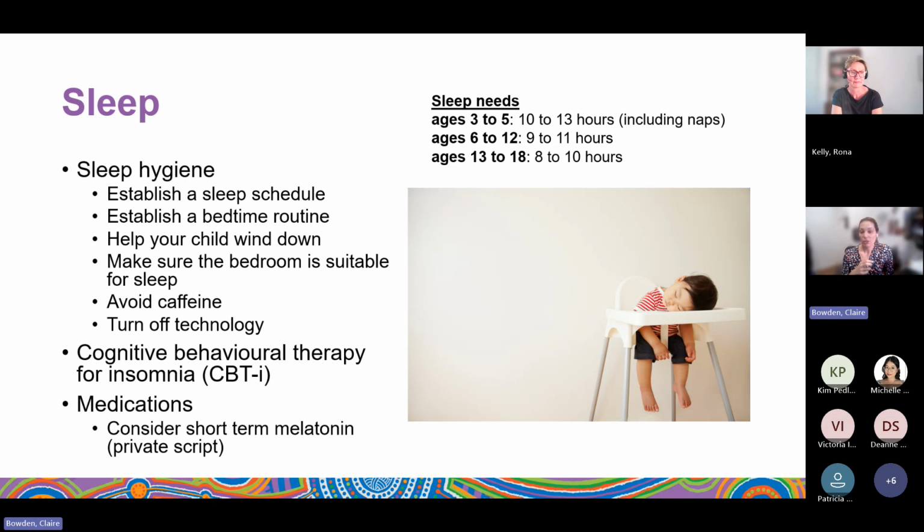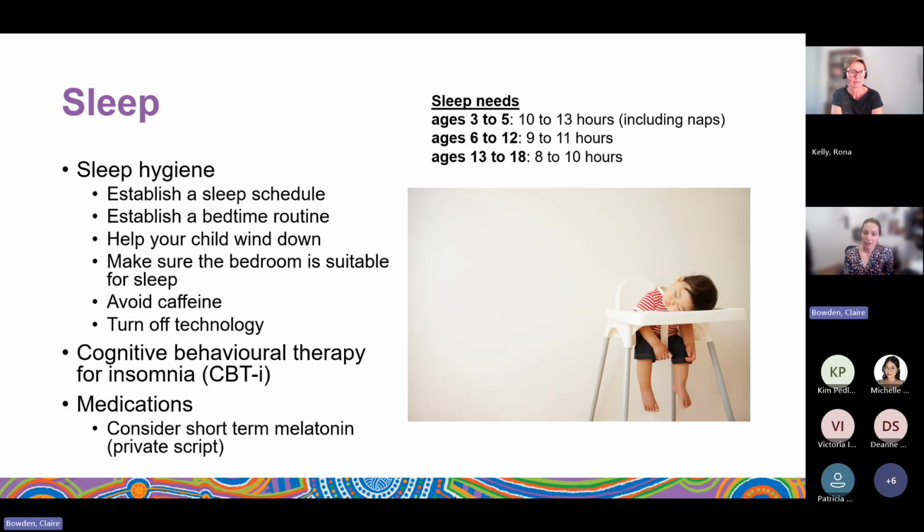And turning off the technology at the moment, the guidelines would suggest an hour before bedtime. So that's screens of all types: phones, tablets, TVs, etc. There is some evidence in insomnia for cognitive behavioral therapy, specifically for insomnia, although that evidence is probably more in the older adolescent and adult cohort. Young children really aren't as able to do those kinds of cognitive behavioral techniques.